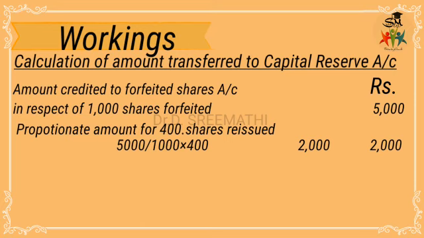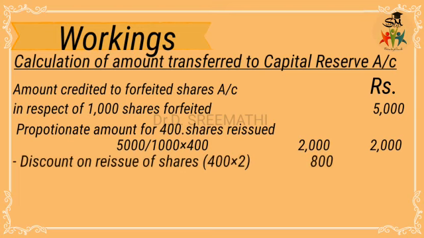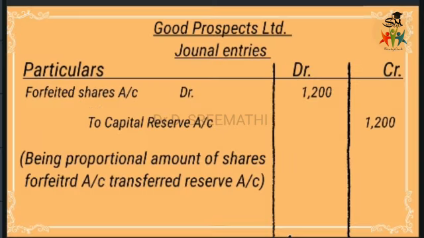But the amount to transfer to reserve: we have 2,000 rupees for 400 shares, and then less discount on reissued shares, 400 multiplied with 2 rupees, 800, which we already debited to the forfeited shares account. So the balance amount is 1,200. This is the value which goes to capital reserve account. So debit forfeited shares account 1,200, credit capital reserve account 1,200, being the proportionate amount of forfeited shares transferred to capital reserve account.